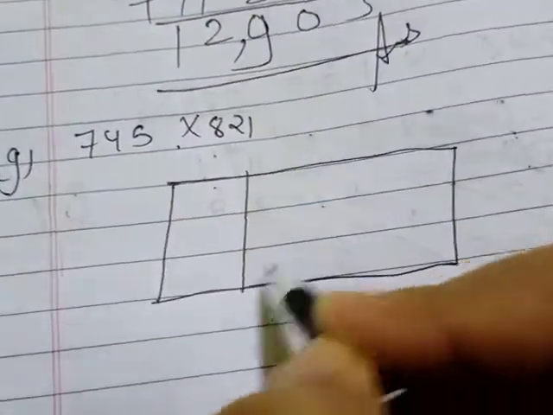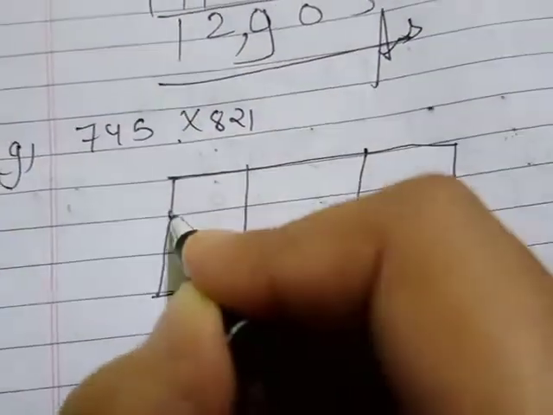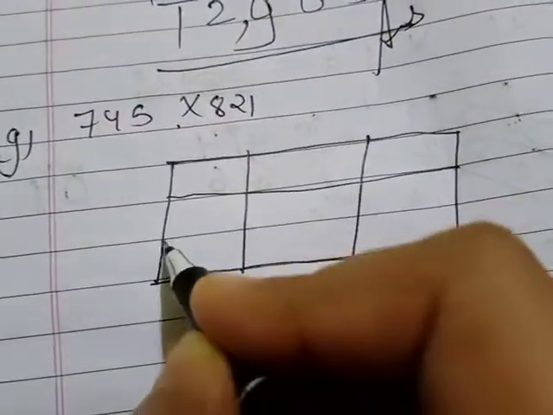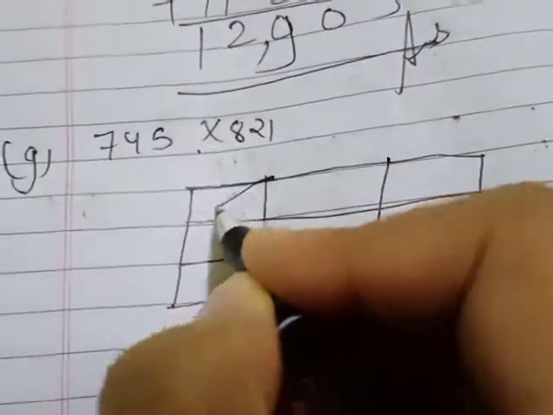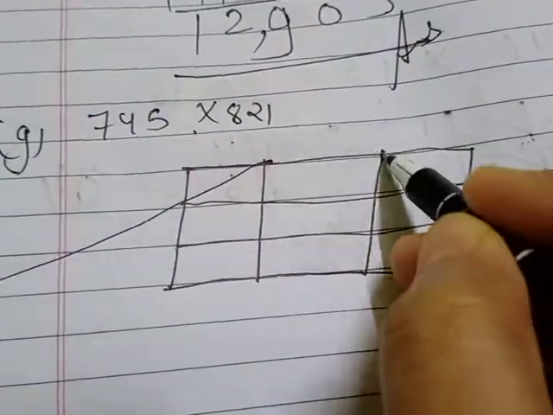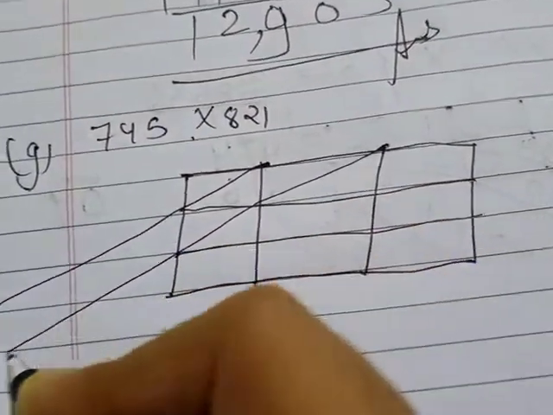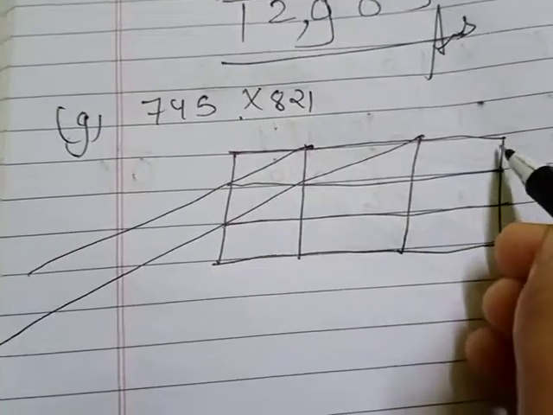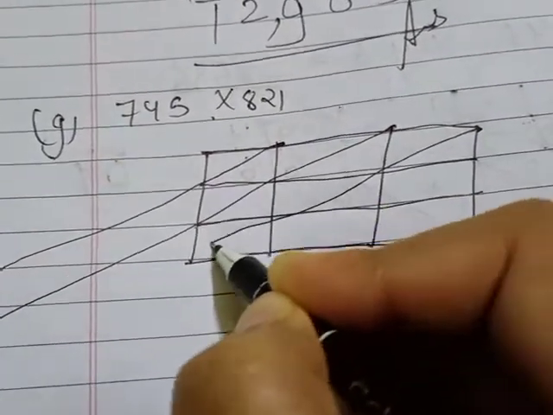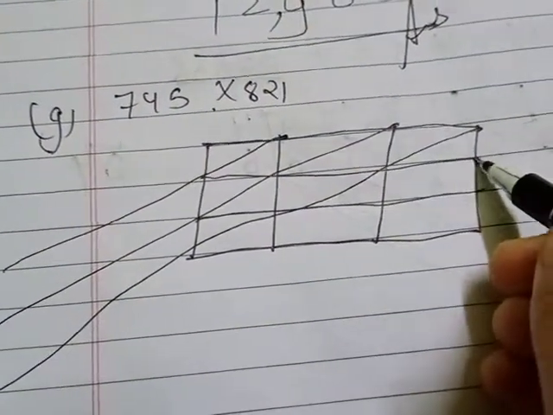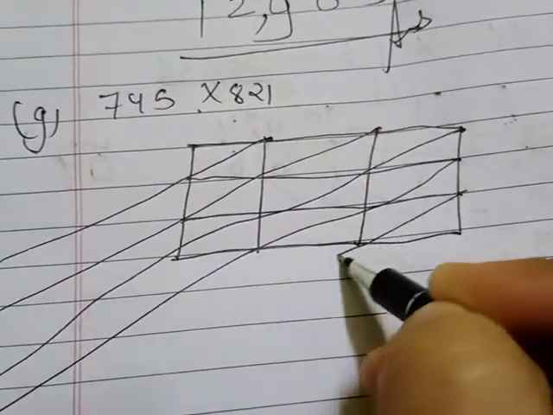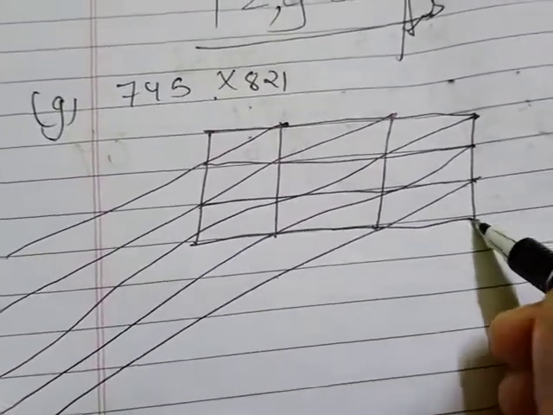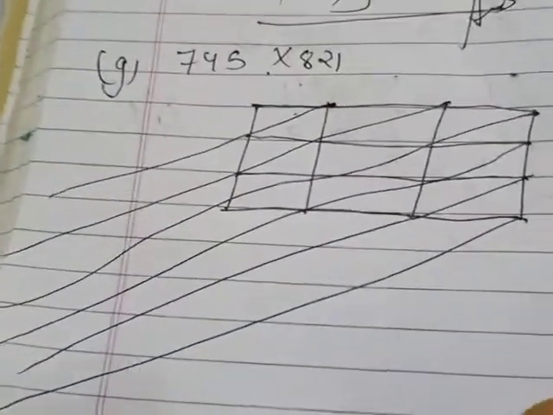Then we'll make 2 straight lines like this. After this, what we have to do is join the common ends like this. See, if the box which you are making is correct, then your answer will itself become correct, because you know how to multiply, you know how to add. Only this box which we are making should be correct.